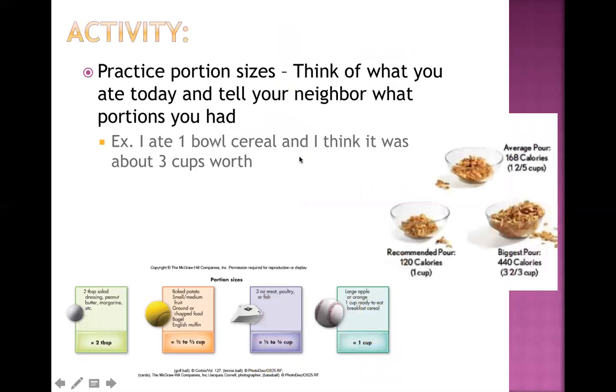This is an additional slide with serving sizes. This was supposed to be deleted for my online class, but it's not, so just ignore that.